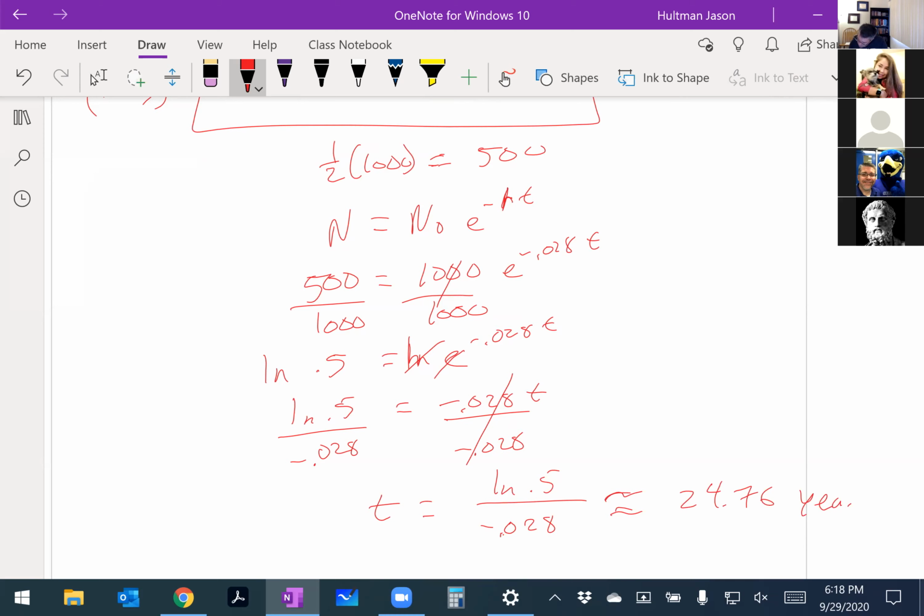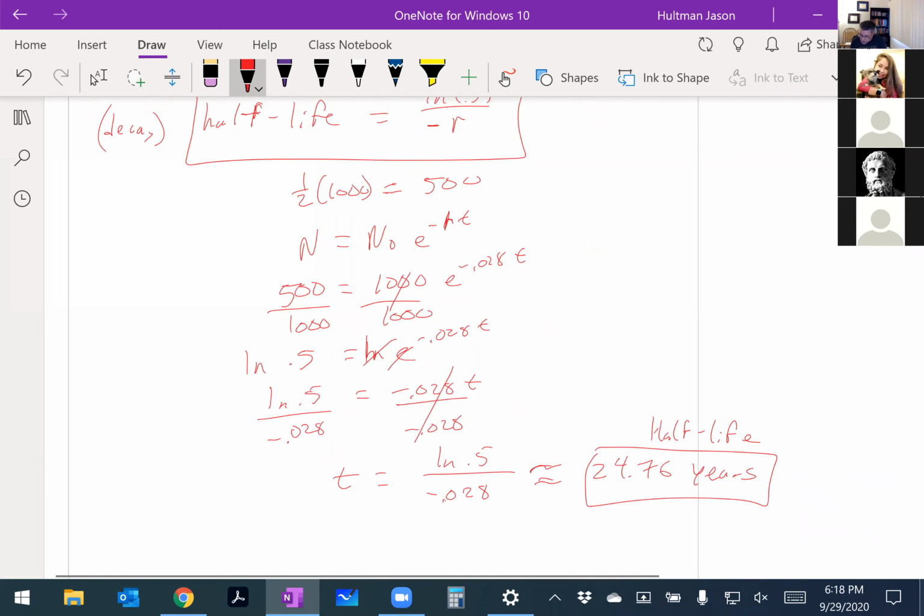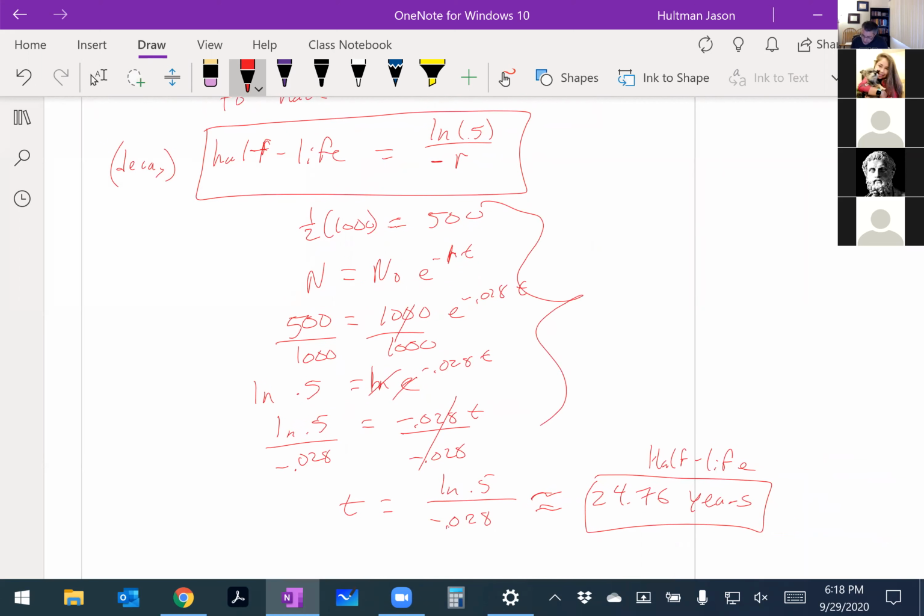So we can see that if we plug that into a calculator, we would get approximately 24.76 years. Okay, so it's going to decay to half, the half-life. The half-life of this thing is almost 25 years. And so you don't have to go through this whole process each time. You can kind of skip this if you just know the formula here for half-life. You can go directly from here down to here. But I wanted you to see how it works at least once.